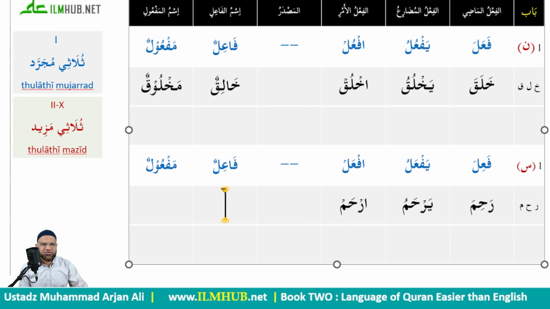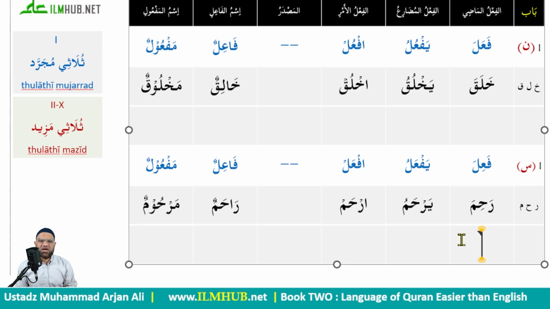Rahimun, the one who showed mercy, who shows mercy. And the one who's received it? Marhumun. I hope you can see all I'm doing is following the pattern and scale. It could be any other root. As long as it fits the pattern, we just follow the patterns.